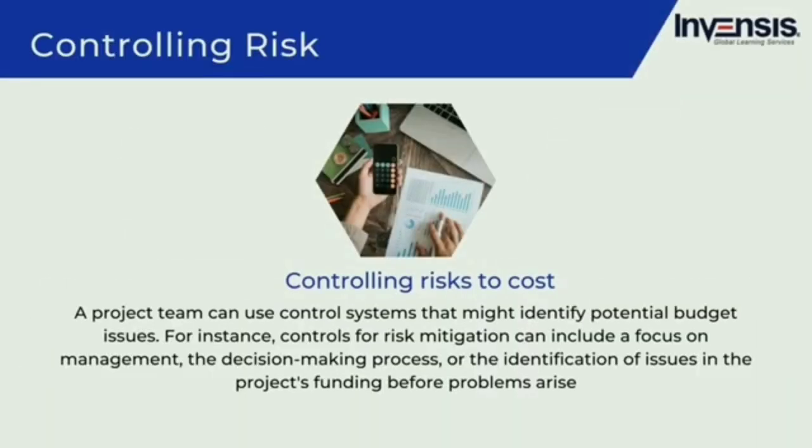Third is controlling risks to cost. A project team can use control systems that might identify potential budget issues. For instance, controls for risk mitigation can include a focus on management, the decision-making process, or the identification of issues in the project's funding before problems arise.